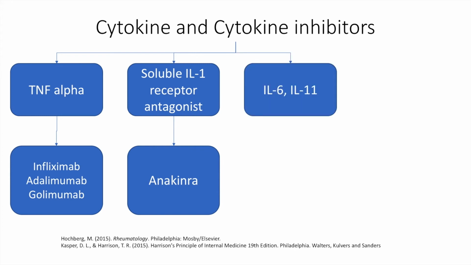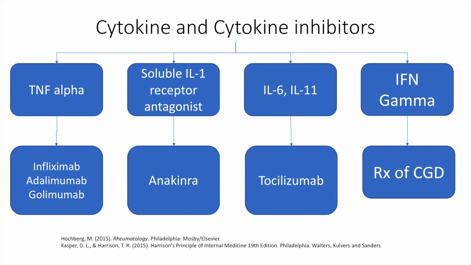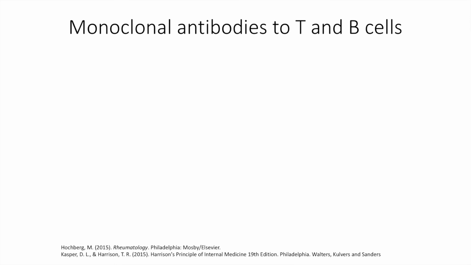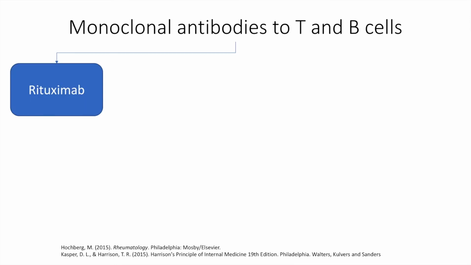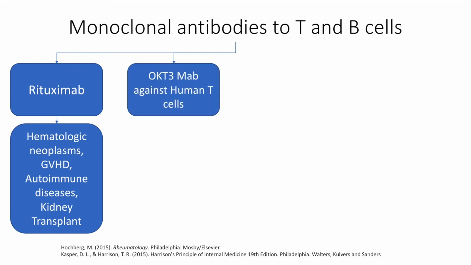Antibodies against IL-6 and IL-11 are used in rheumatoid arthritis and other rheumatological conditions. The antibody name is tocilizumab, and interferon gamma is used in the treatment of chronic granulomatous disease. Monoclonal antibodies to T and B cell could be rituximab, which is the anti-CD20 antibody used in hematologic neoplasms, graft versus host disease, autoimmune diseases, and kidney transplant.